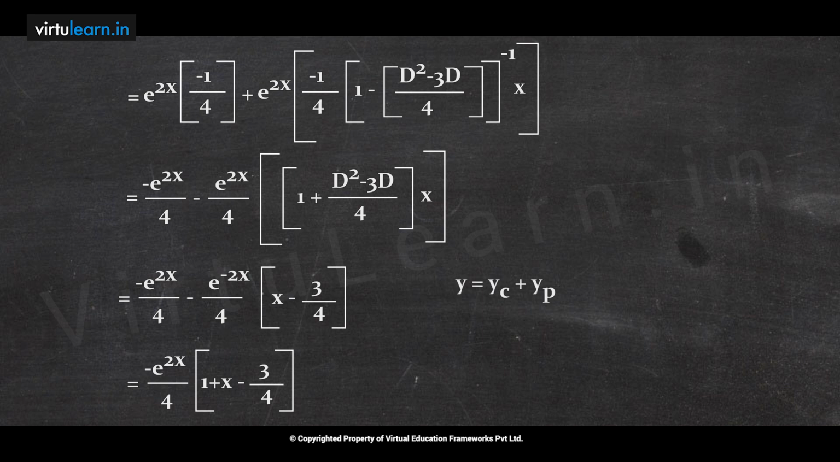y equal to yc plus yp. So y equals c1 e power x plus c2 e power 6x minus e power 2x by 4 into (1 plus x minus 3 by 4). This is the particular integral.